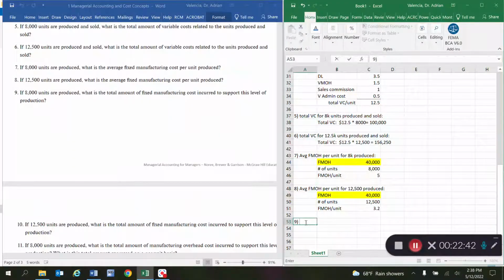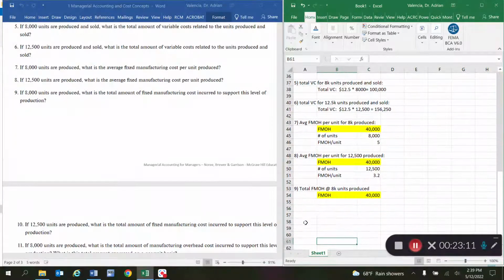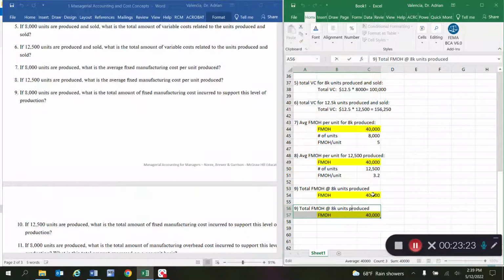Alrighty, and then number 9 asks us, and I think this is now overkill, if 8,000 units are produced, what is the total amount of fixed manufacturing cost incurred to support this level of production? So in other words, what is fixed manufacturing overhead at 8K units produced, the total? So let me put in here total, so we're clear. Well, we know that. It's nothing more than 40,000. That doesn't change on a total basis. Question number 10 is basically the same thing, because now it's asking us, hey, what if I produce more? What is the total fixed manufacturing overhead? Same $40,000. As long as we are within the relevant range, that's what it is.